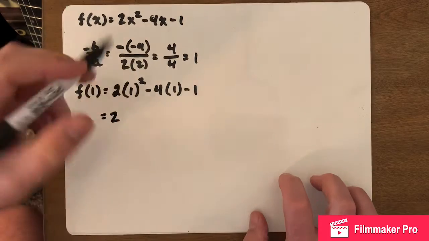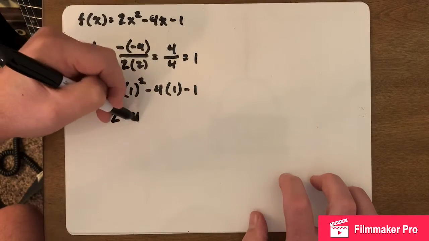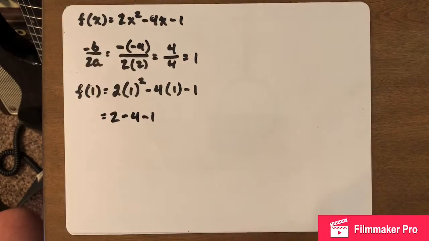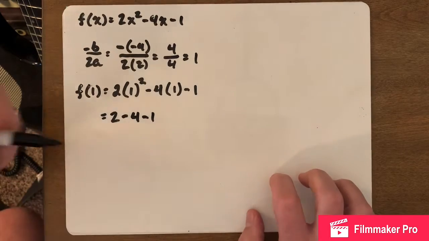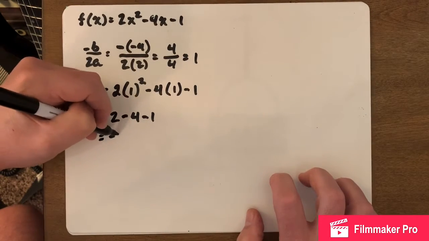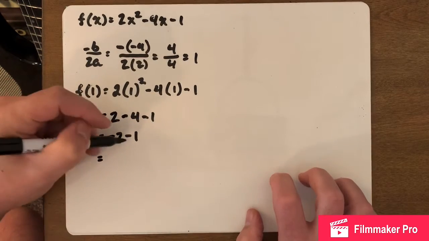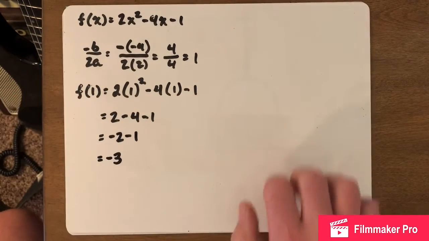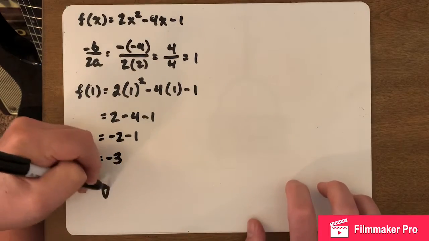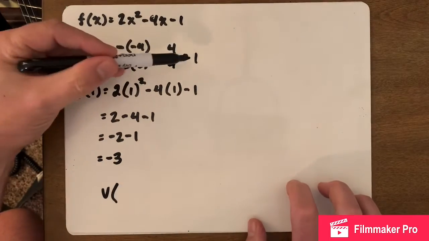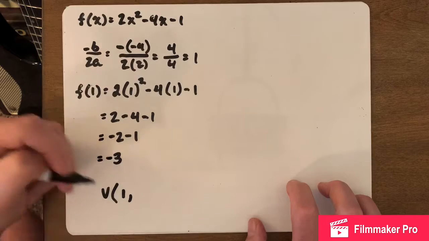Negative 4 times 1 is negative 4, and then a minus 1 at the end. 2 minus 4 is negative 2, still minus 1, and negative 2 take away 1 is negative 3. So now we have our vertex, and our vertex is going to be at 1, comma, negative 3.